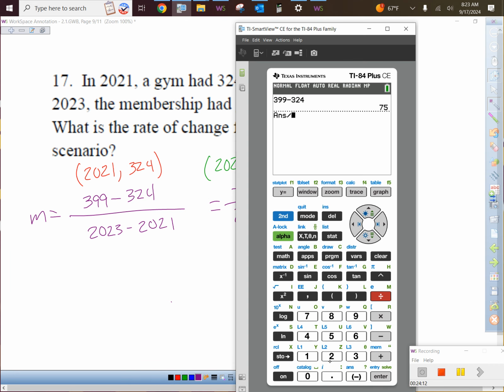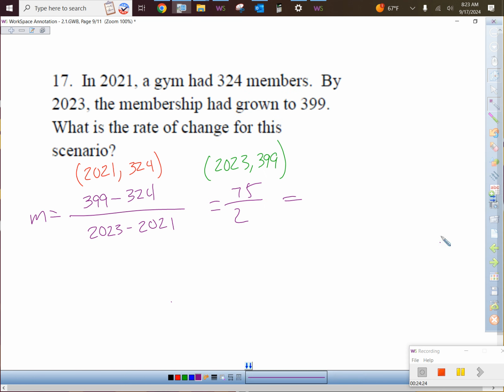So when we do 75 divided by 2, I get a decimal. Read the question, see if they ask you to round it to the nearest whole number or the nearest tenth, but we're going to leave it as a decimal on this one. This is 37.5 what? What would be the label that goes with this? Members per 1 year. I totally know you can't have half a member. It's not an actual number. It's the rate that things were changing by, so it's okay to have a decimal. Just like when you find the average, a lot of times you get a weirdo decimal.